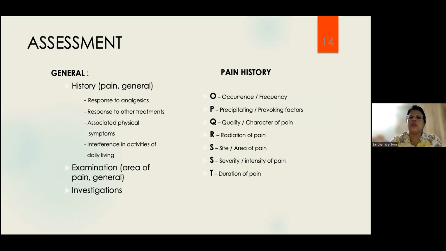And you can actually remember it very easily. It's absolutely to the point. When you take the pain history, you need to understand the occurrence or frequency of the pain, any precipitating or provoking factors, as well as the palliating factors, something which reduces the pain. Then coming to the quality or character of the pain, radiation of the pain. Does the pain radiate towards any other part of the body? And then the site or area of the pain, severity or intensity of the pain, and duration of the pain. Now, when we assess pain, we talk about assessing the intensity of the pain.